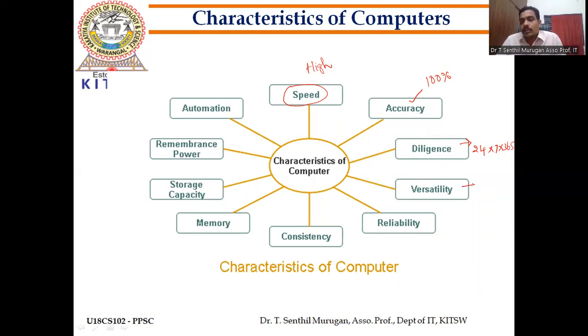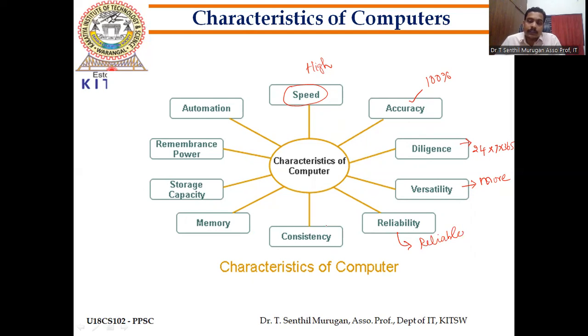Versatility means it will work on n number of applications. N number of applications means it will work on a large number of applications, more applications at the same time or continuously. Reliability is, it's a reliable one. It will perform reliable outputs.